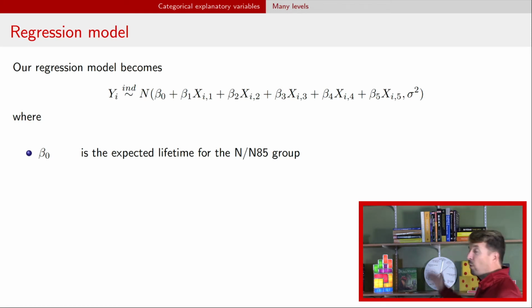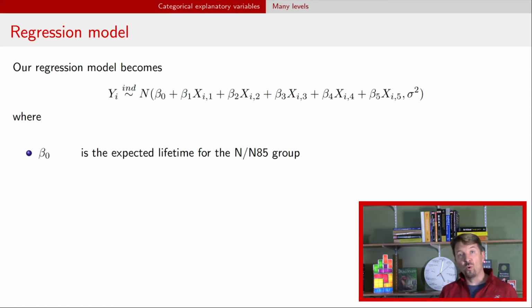All right, so just as an understanding of how to interpret these parameters in this model, the first one is to think about what happens when all of those x's are 0. When all those x's are 0, the only way that occurs is if we're at the reference level. In this example, we have the diet is N85. So when the diet is N85, then beta naught is the expected lifetime for the mice on that diet.